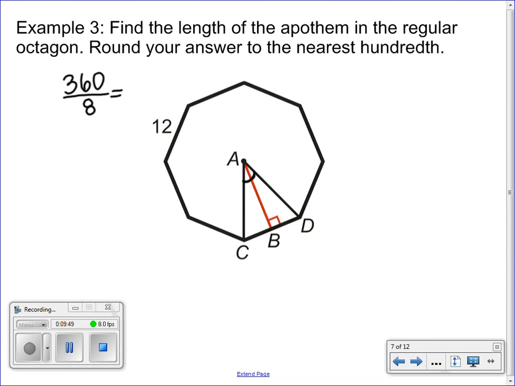360 divided by 8 gives me 45 degrees. So the measure of angle CAD equals 45. Again, that angle is right here.